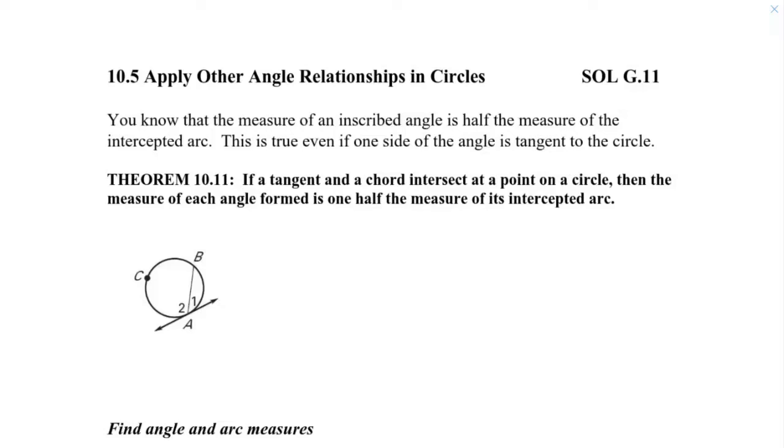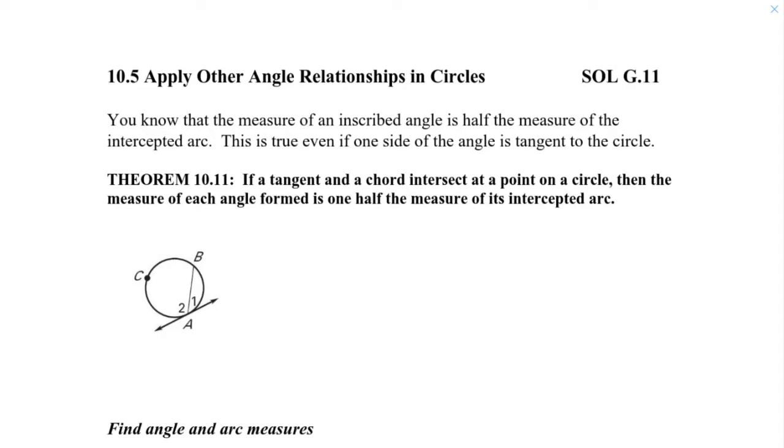In this lesson today, we're going to take a look at other angle relationships in circles using different lines and segments that we've talked about to this point. So you know that the measure of an inscribed angle is half the measure of an intercepted arc. This is true even if one side of the angle is tangent to the circle. So Theorem 10-11 says that if a tangent and a chord intersect at a point on the circle, then the measure of each angle formed is 1/2 the measure of its intercepted arc.